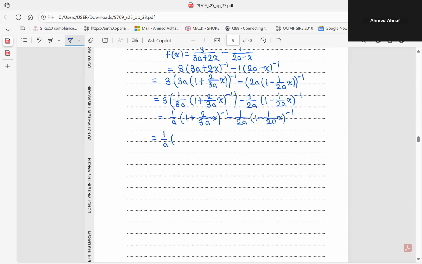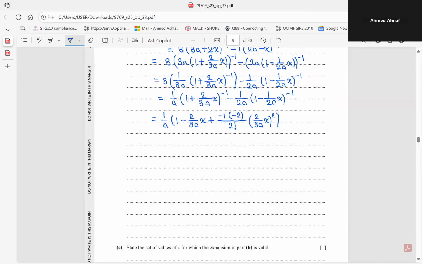So the first term would just be 1 plus nx. In this case, n is -1. So -1 times x, where x is 2 over 3a x. So -1 times 2 over 3a x, plus n, n is -1, and -1 minus 1 is -2, over 2 factorial, times x squared, where x squared is 2 over 3a x squared.